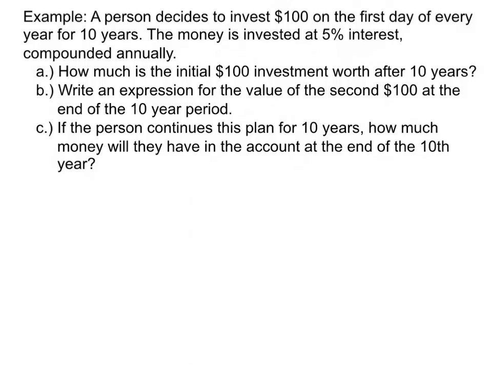Part A is how much is that initial $100 investment worth at the end of the 10 years? So you've got $100 that's getting 5% interest for 10 years. Since it's compounded annually, there's a formula that you need to remember from intermediate algebra, and that formula is that the amount that you have is equal to the principal amount times 1 plus the rate of interest raised to the time power.